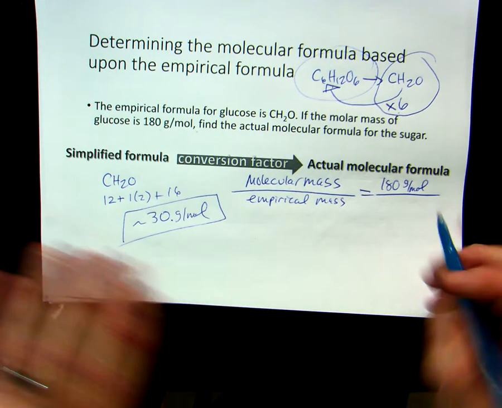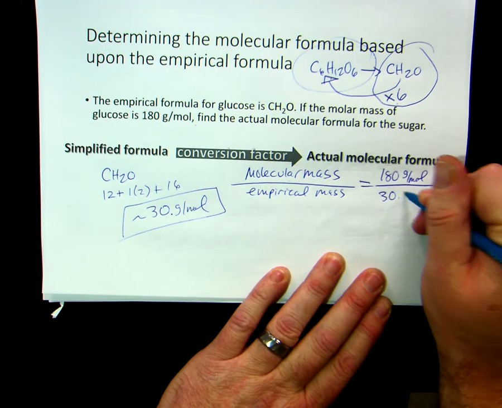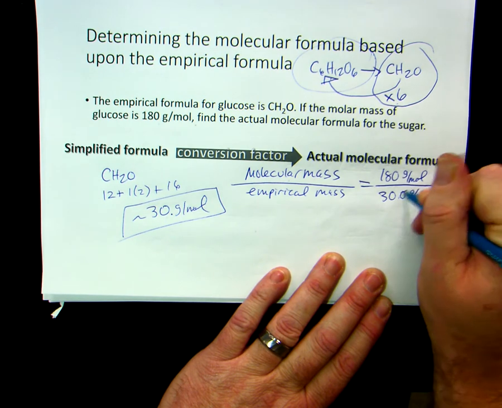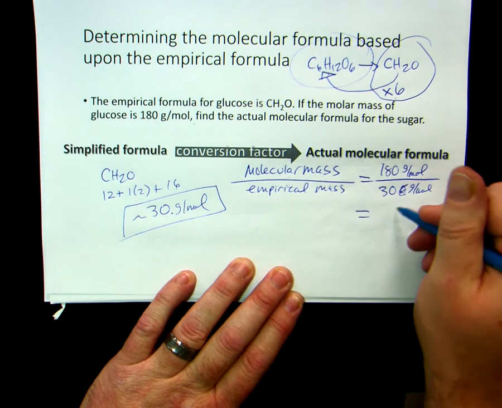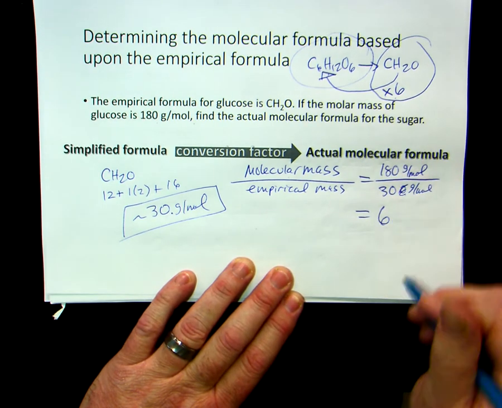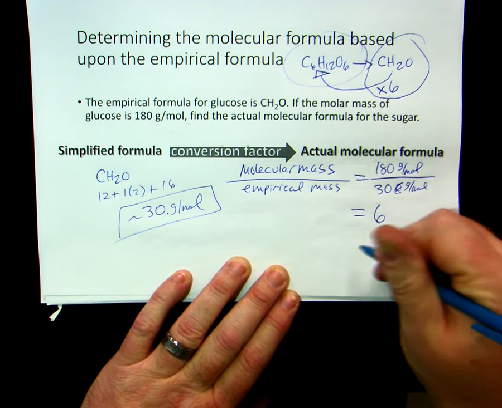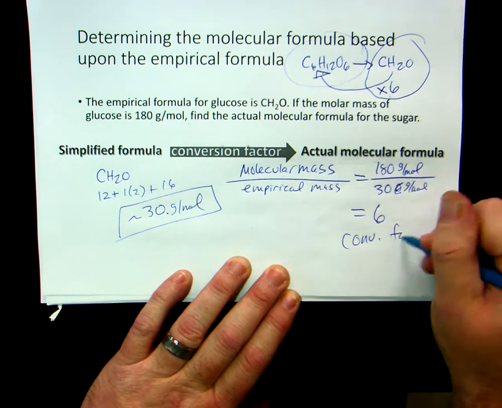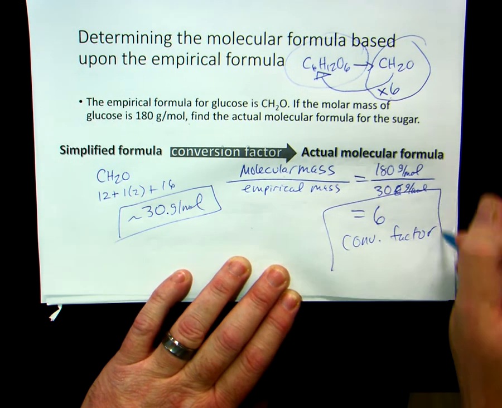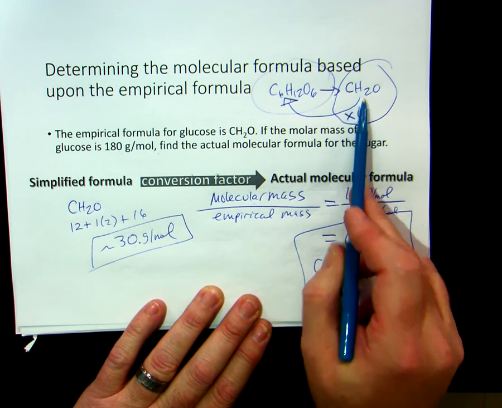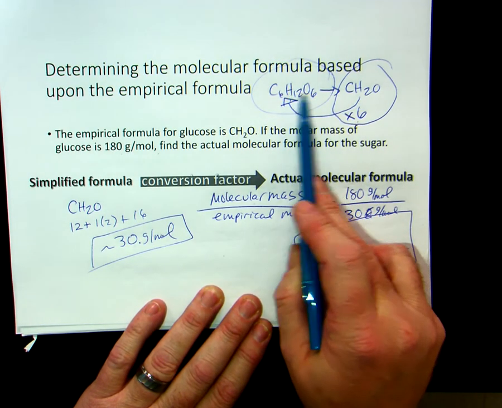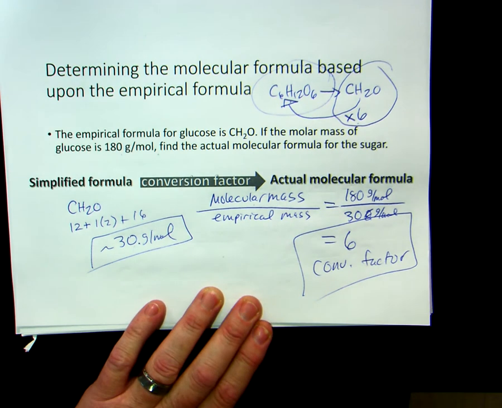So that's my empirical mass. I don't even need the point there, it's 30. So my conversion factor, when you divide 180 by 30, equals 6. And that's the conversion factor. So that's how we would have determined that we would have taken our empirical formula, multiplied it by 6, and the actual formula is C6H12O6.